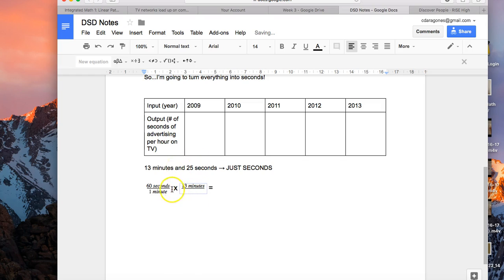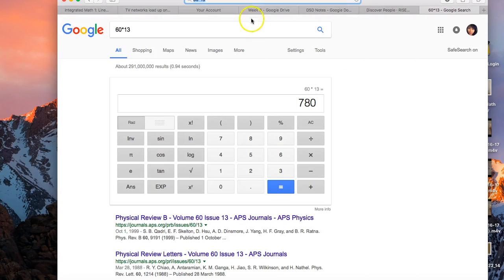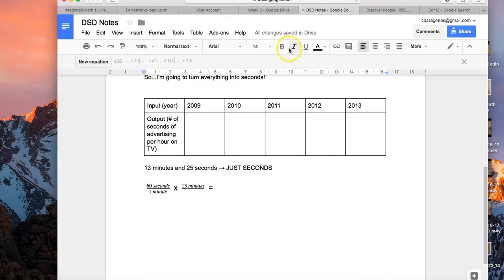It's not striking it through for some reason, but the minutes cancel out, and I am just left with 60 times 13, which is 780 seconds. Okay, but remember it's 13 minutes and 25 seconds, so I have to actually add 780 seconds plus 25 seconds, which is 805 seconds. So in 2009, advertising was 805 seconds.